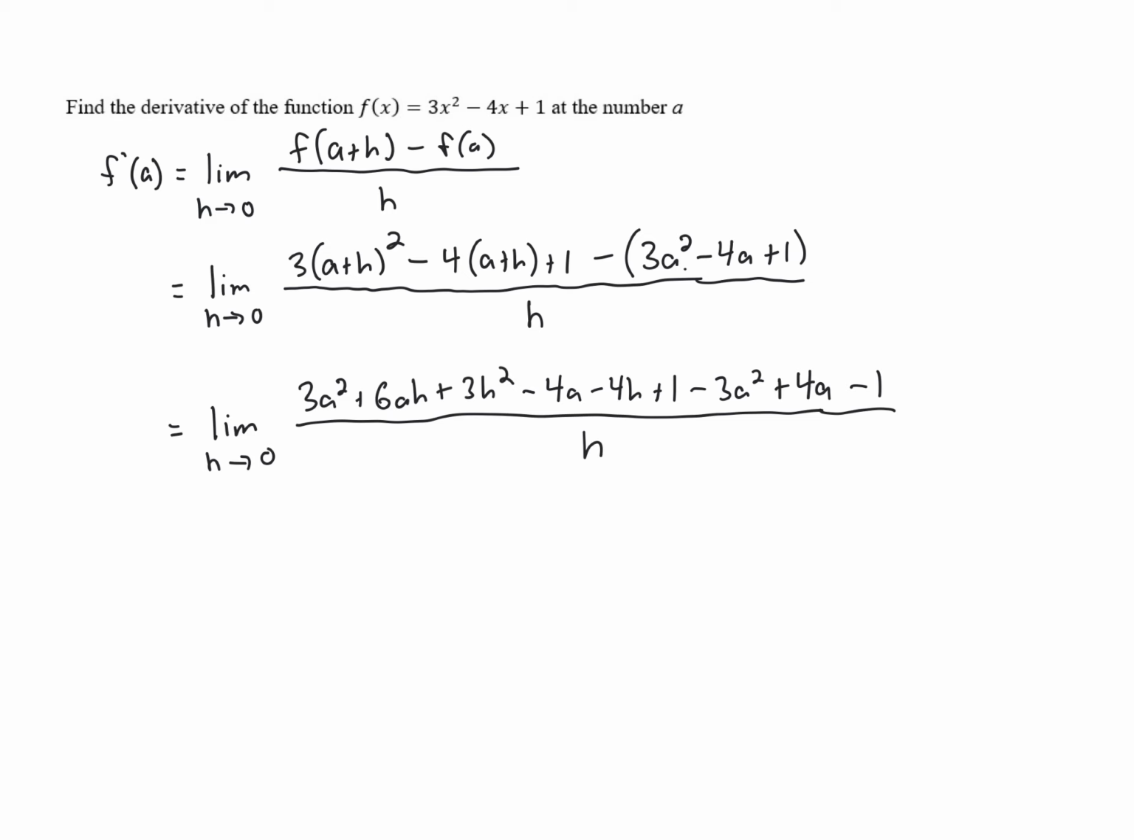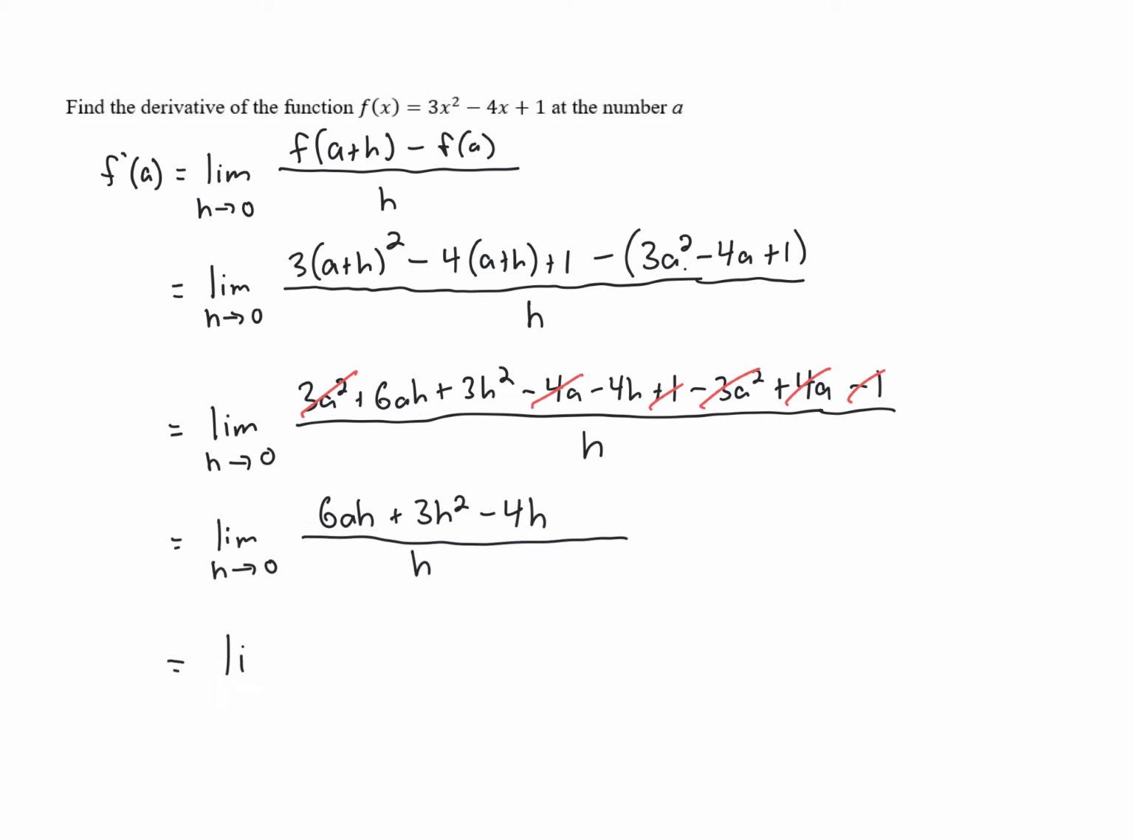And then it is cancel-palooza. What can we cancel? We've got a positive 3a squared and a negative 3a squared. We've got a negative 4a and a positive 4a. We've got a positive 1 and a negative 1. I think that's everything. So that gives us what? 6ah plus 3h squared minus 4h, all over h.